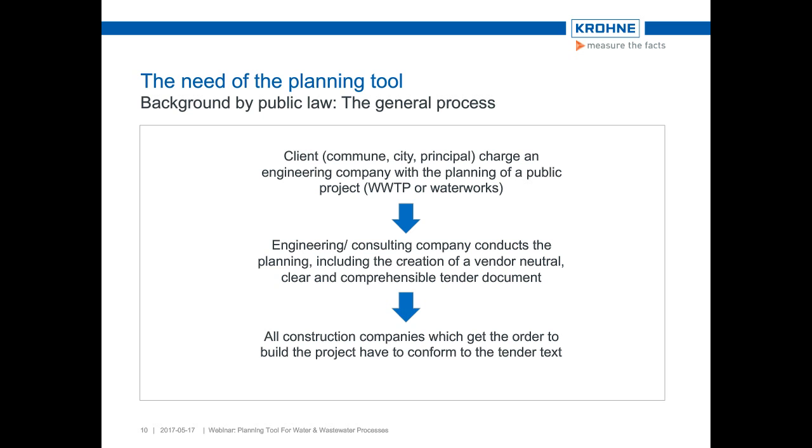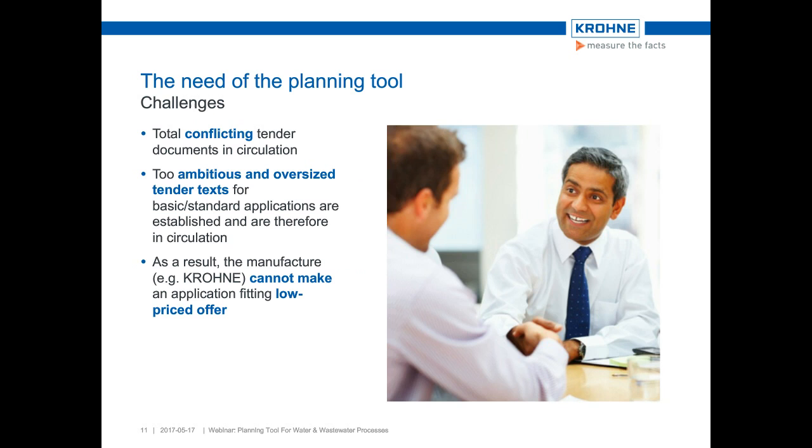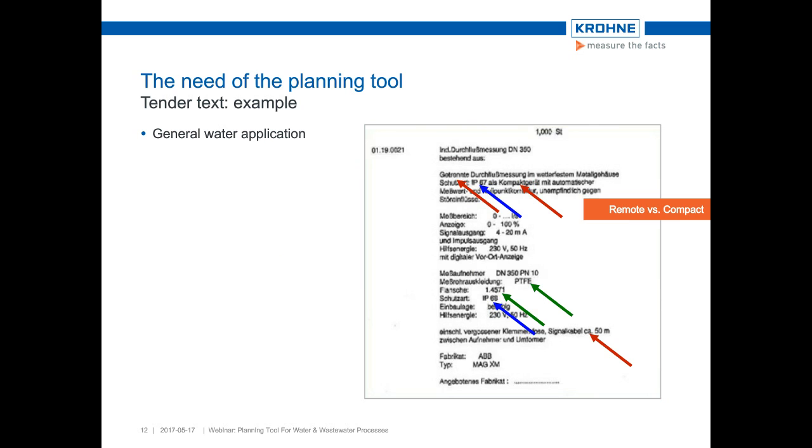So the challenges of practice are that we have too many conflicting tender texts in circulation, and sometimes even too ambitious and oversized texts. The result of this is that the manufacturer, for example KROHNE, cannot make an application-fitting low-priced offer. As we can see here in an example, that one is a basic general water application. That is a real practice specification text for a flow meter.